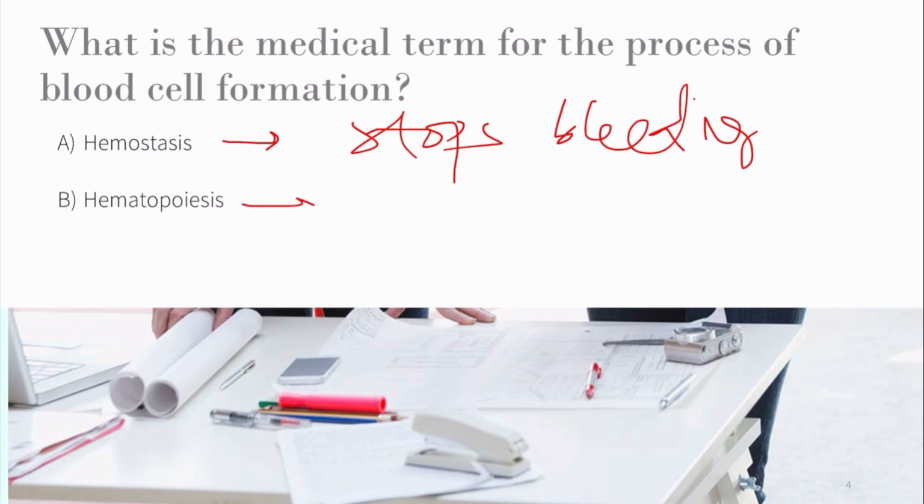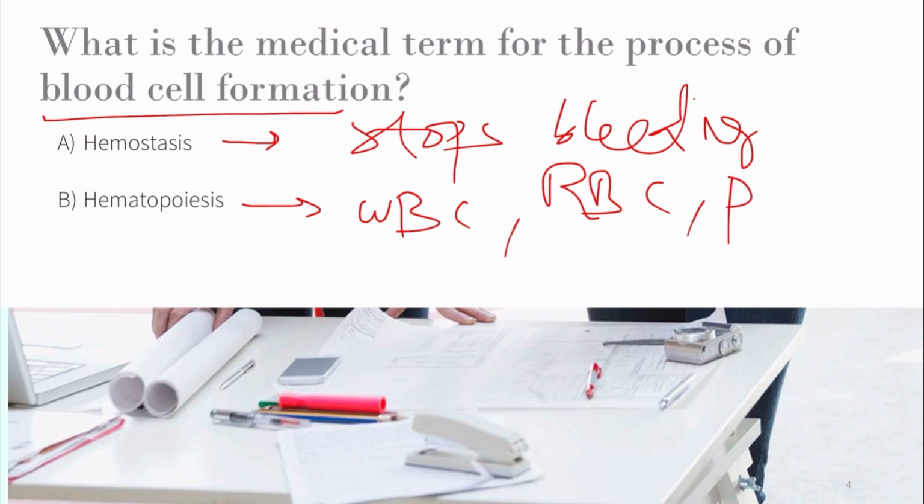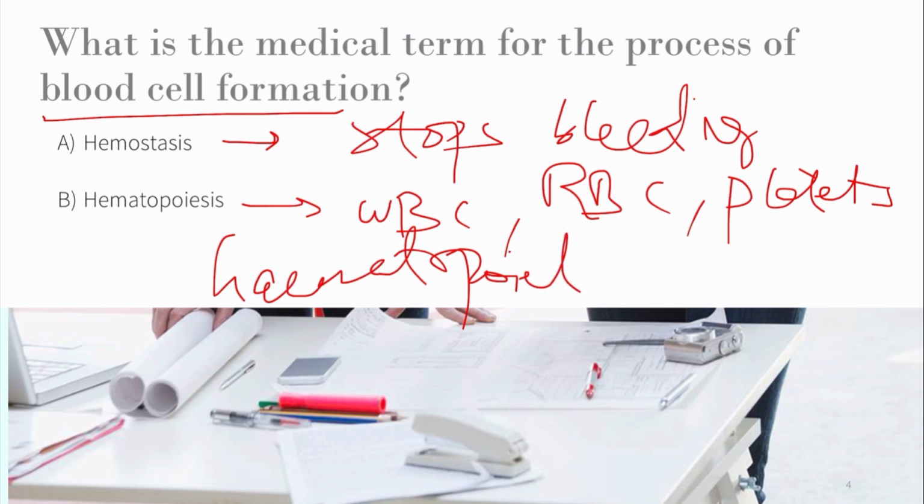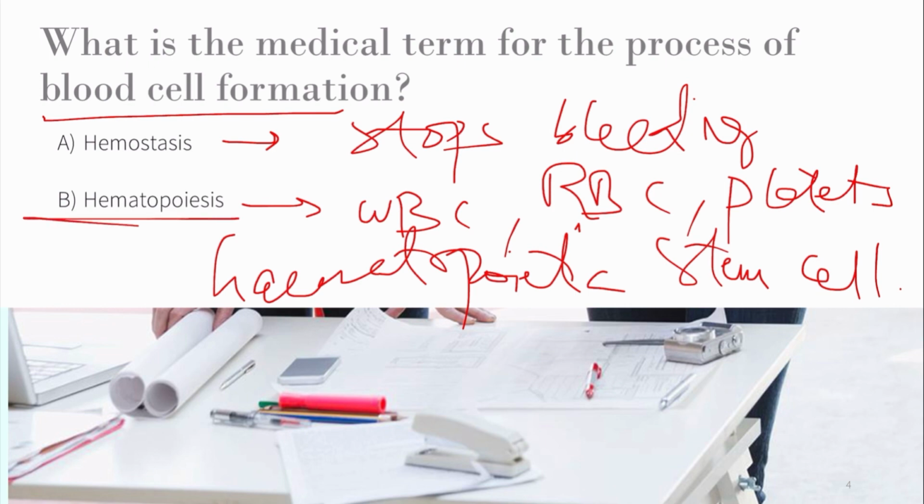So what is hematopoiesis? It is a blood cell production process. Here blood cell formation is done by the hematopoiesis process. All the cellular blood components like WBC, RBC and platelets are derived from hematopoietic stem cells. So the correct answer here is hematopoiesis.